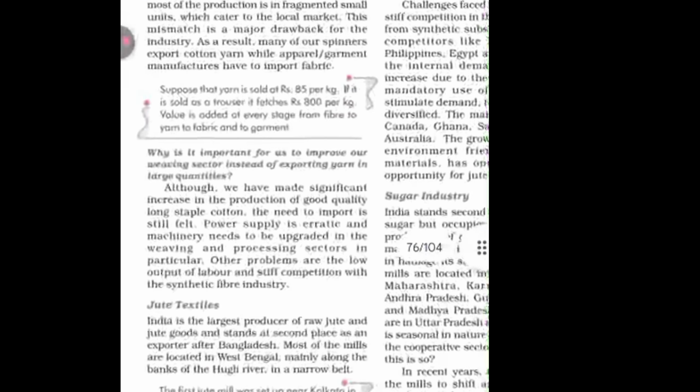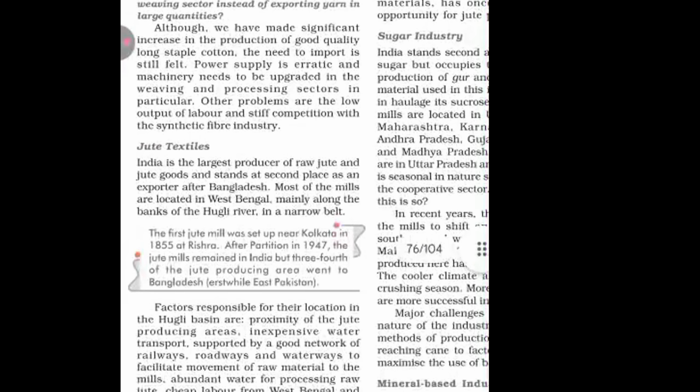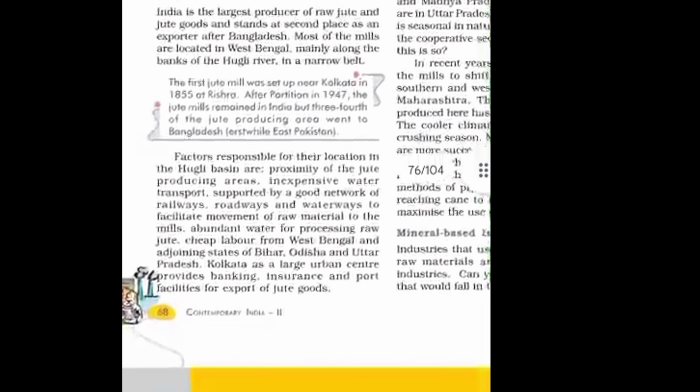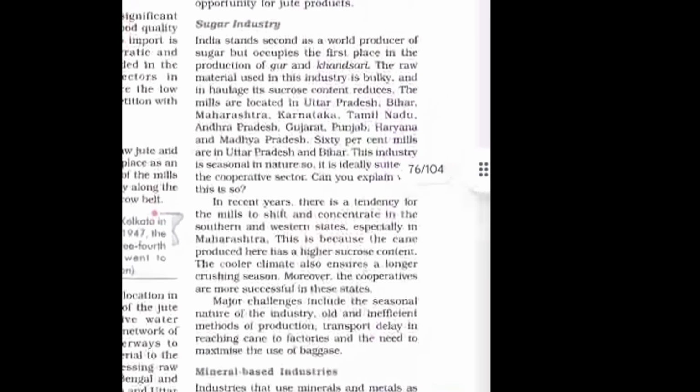Now, moving ahead, jute. Jute is called the golden fiber. Basically, it is located in the Hooghly Basin because jute needs rich alluvial soil, and the Ganga Brahmaputra Basin provides huge amounts of water for the processing of jute. Second thing is water transport, which is the cheapest means of transport. A good network of railways, roadways, and then banking and insurance facilities, local labor, cheap labor. All this has led to the concentration of the jute industry in the areas of West Bengal.